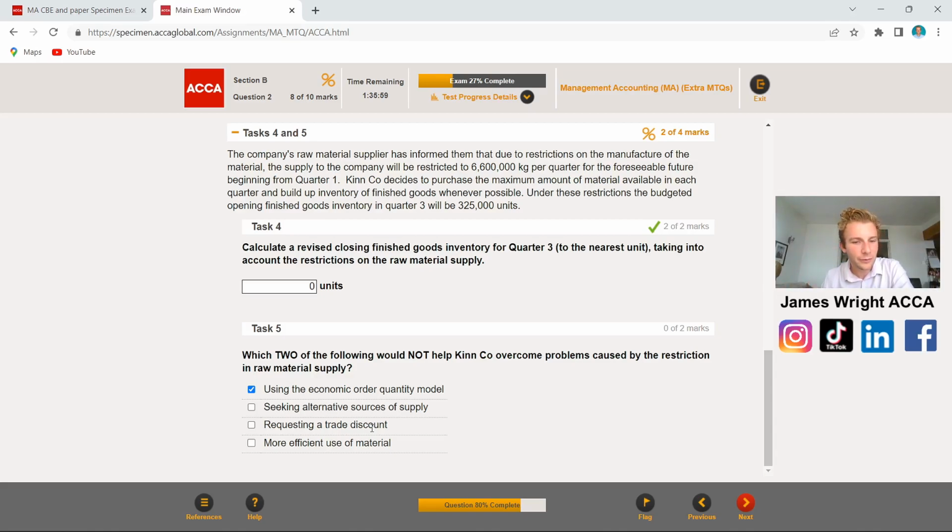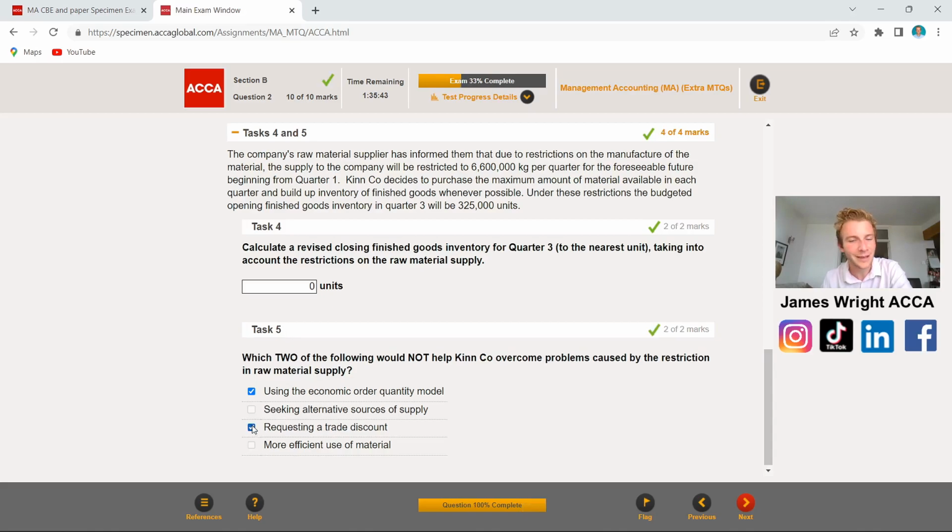So which 2 of the following would not help overcome the problems caused by the restriction in the raw materials? Requesting the trade discount will make it cheaper for us, but will not increase the level of quantity. 2 out of 2 for you. And that is how you go through a nice 10-mark question all about inventory valuation and management that you could expect to potentially see in your management accounting exam.